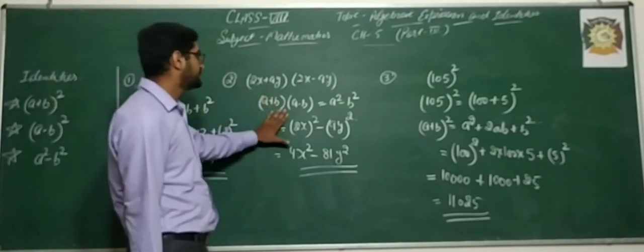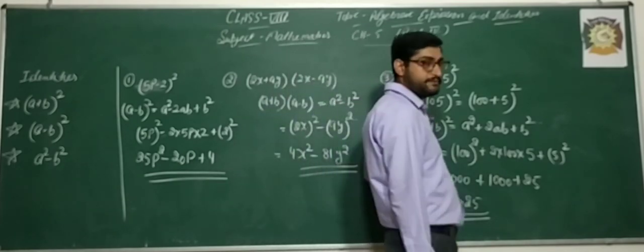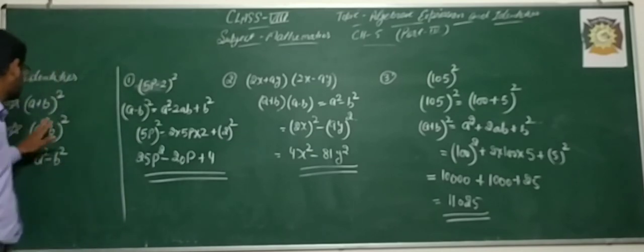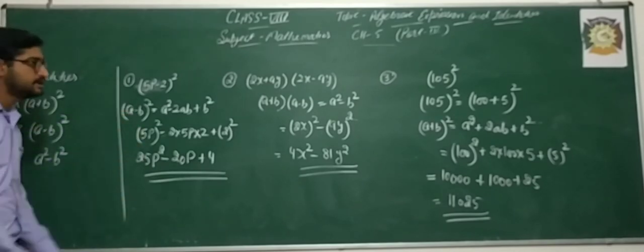So as you can see, the first question was related to the identity a minus b square. Second was related to the identity a plus b, a minus b, and the third question is related to a plus b square. Already we have discussed three identities, a plus b square, a minus b square, and a square minus b square. So this is all about the identities.